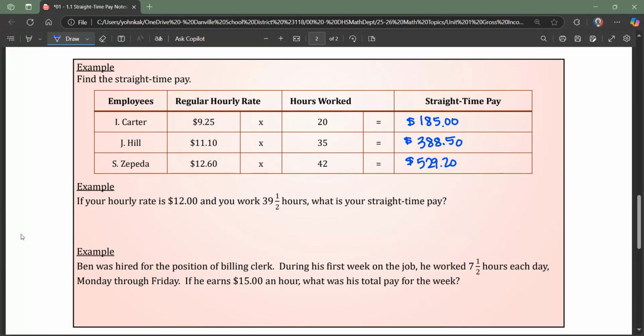Let's look at another example without the table. If your hourly rate is $12 and you work 39.5 hours, what is your straight time pay? So straight time pay, we take our hourly rate, which is $12, and we multiply it by 39.5 hours, which is our time. Now remember, we need to understand that 1/2 hour is 0.5. So it might be hard to put 1/2 into your calculator, so change 1/2 to 0.5. So I'm going to multiply by 39.5. If I multiply this on my calculator, I get $497.70.